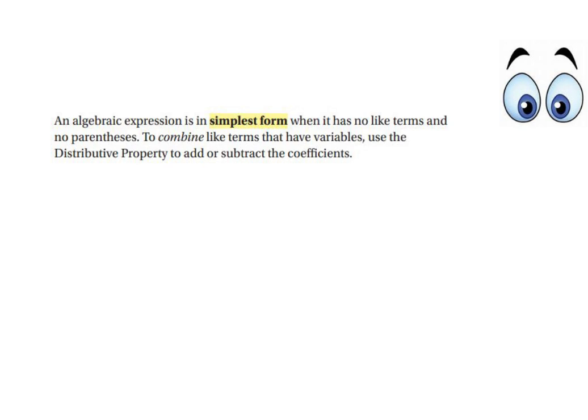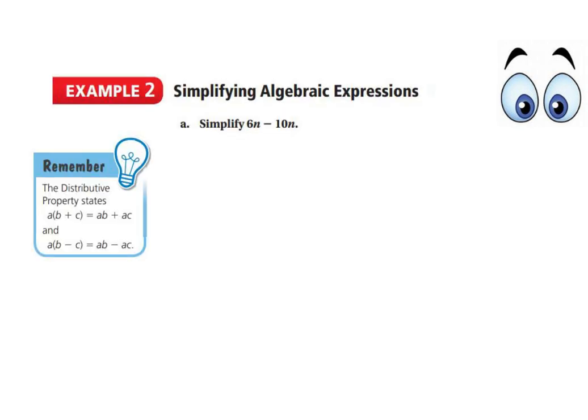An algebraic expression is in simplest form when it has no like terms and no parentheses. To combine like terms that have variables, use the distributive property to add or subtract the coefficients. For our first example, we're just being asked to simplify 6n minus 10n. In this situation, we have 6n's and 10n's, meaning they are already like terms. So we're just going to take 6 minus 10 to get negative 4n's.